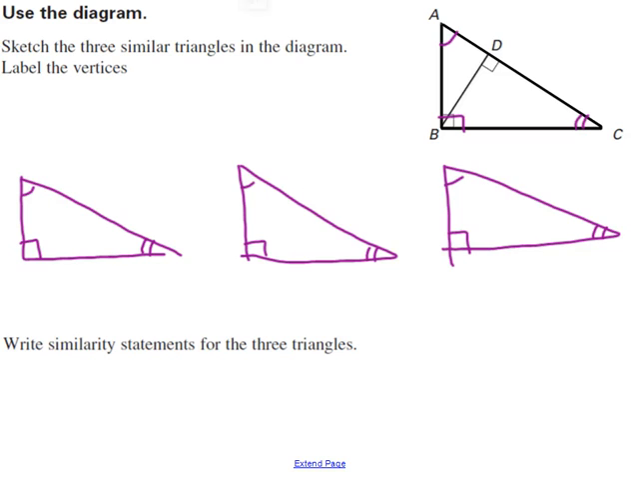So the first triangle is triangle ABC, the main one. So we're going to label those vertices. A is marked with 1 arc, B is the right angle, and C is the one marked with 2. Next, I want you to take a look at this smaller triangle in here. That one I've highlighted in blue.